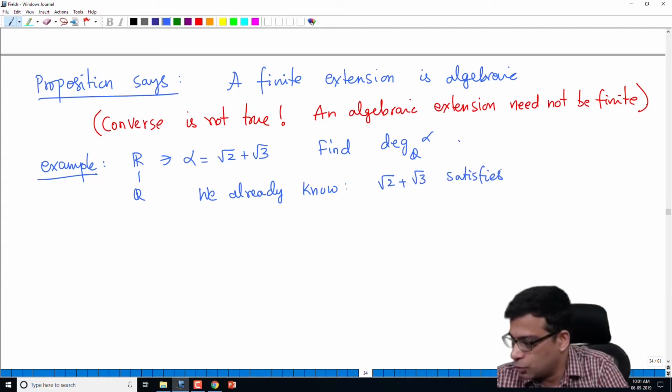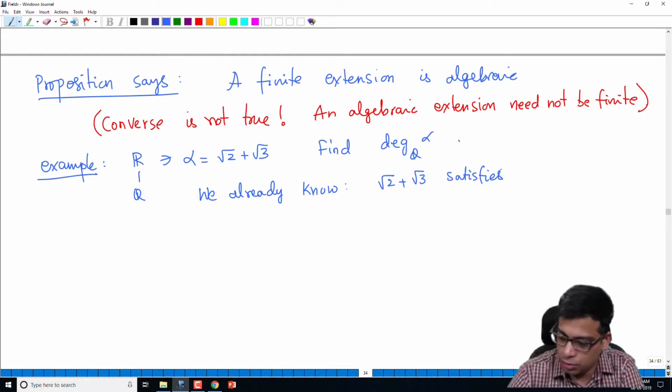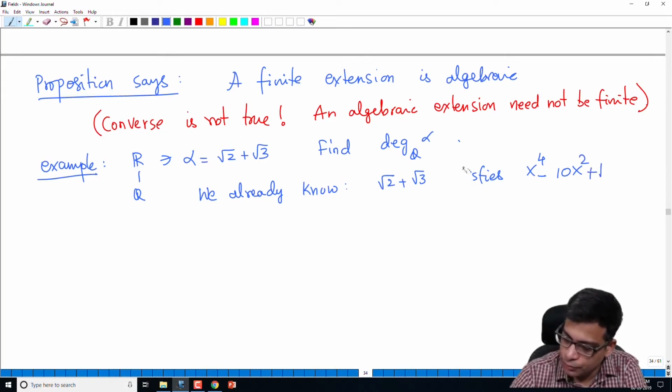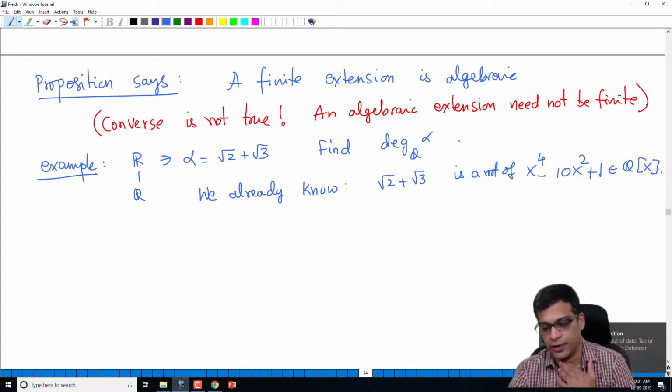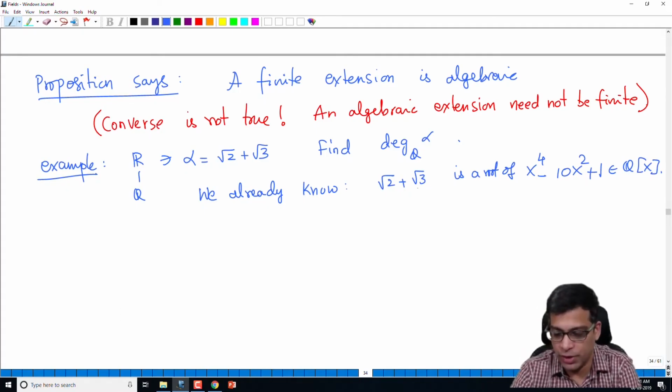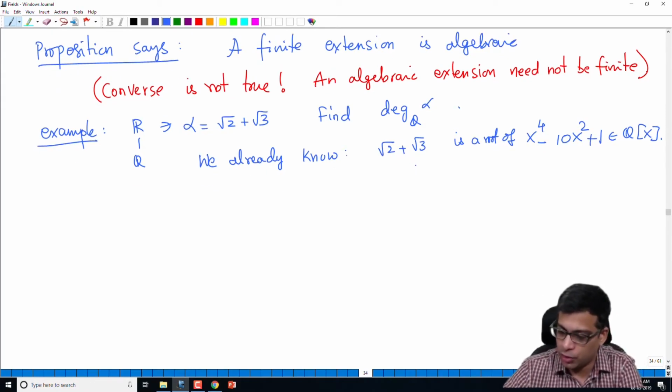a polynomial, so let me recall it: x to the power 4 minus 10x squared plus 1. It is a root of this polynomial in Q[x]. We have shown this, and if you check that video, you will see that we wrote alpha is equal to root 2 plus root 3, then wrote alpha minus root 2 is equal to root 3 and squared, and then we did another squaring later on to get this.